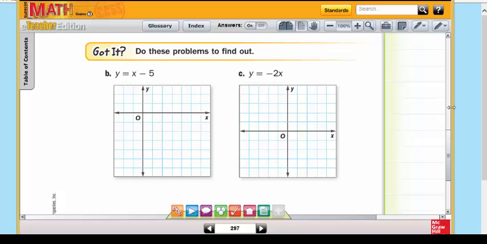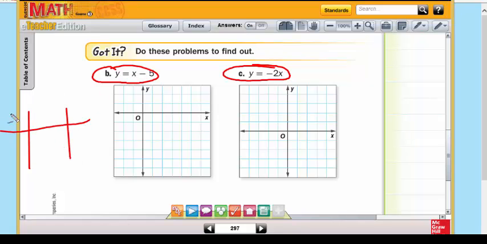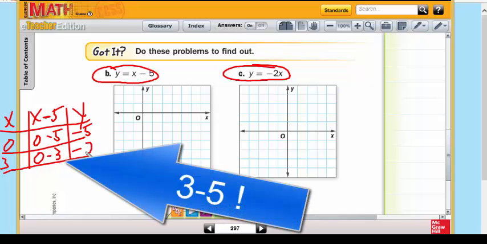Okay, let's take a look at letters B and C. We are being asked to graph this information. Now what we could do here is create a function table where we have an input of x, output of y, and our rule for this one is x minus 5. If we put in 0, we have 0 minus 5, we'd have negative 5. If we put in 3, for example, we'd have 3 minus 5, we'd have negative 2.